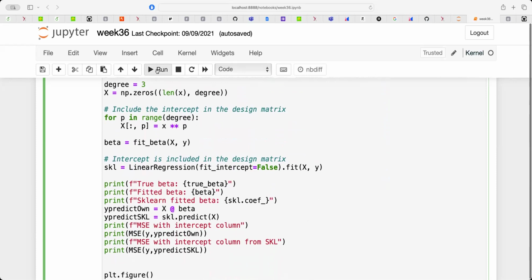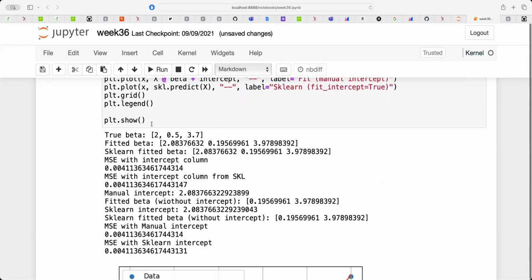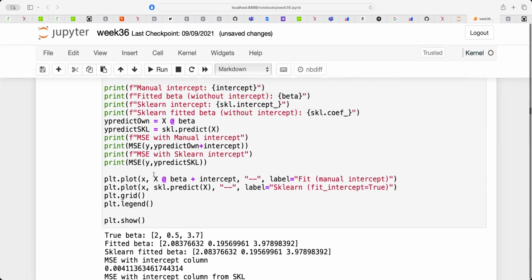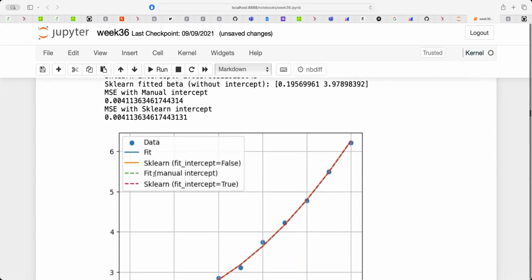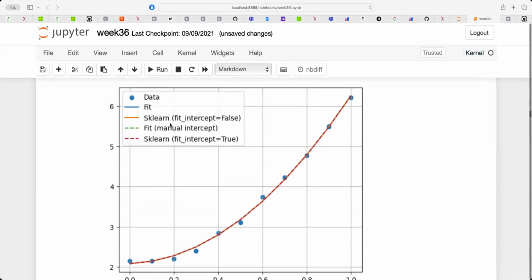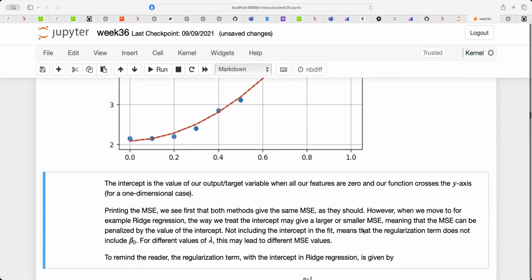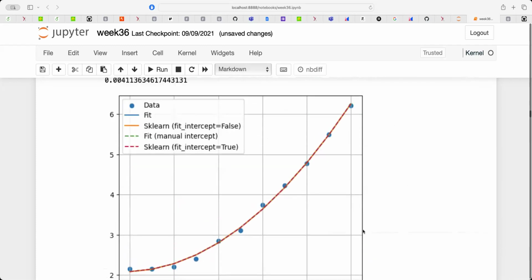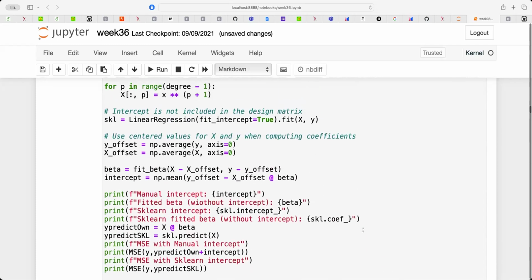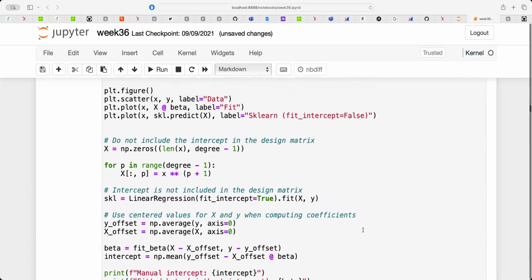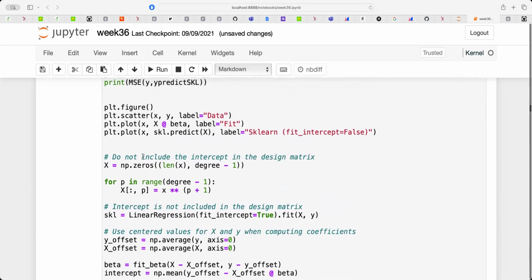So if I do that, you will see now that in this specific case, when I do the fitting with scikit-learn, I've used an option where I put fit intercept false. So that means it includes the intercept here. So the intercept is the value of the output target variable when all our features are 0 and our function crosses the y-axis.